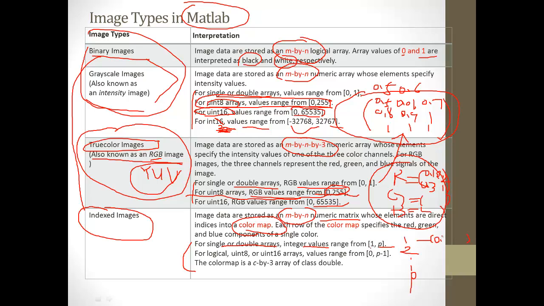Okay, for example, 0.1, 0.2, 0.3. That's what we talked about last time. That means we need to find the color based on the index. That means this matrix stores the index. Okay, based on the index, we find the color. So we call it indexed image. Okay, there are p levels of index for this one. Okay, also for unsigned 8, unsigned 16 arrays, the value ranges from 0 to p minus 1. Okay, also you have a color map there.